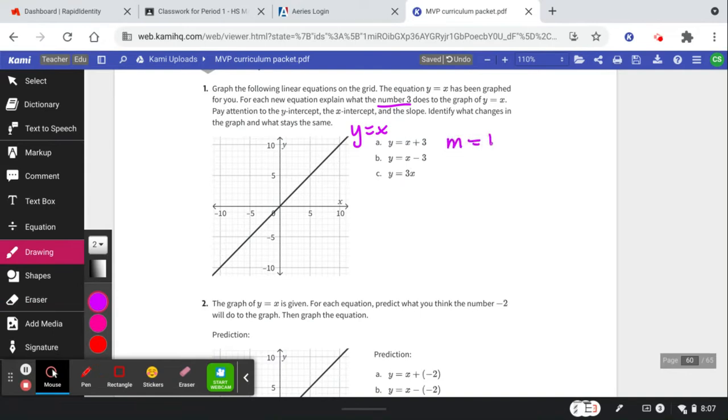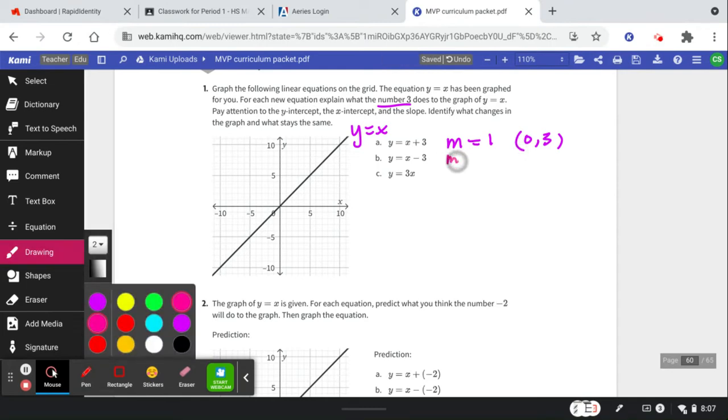Here my slope is 1. My y-intercept, my b, is 0, 3. Here my slope is still 1. My y-intercept is negative 3 this time. Finally, my slope is 3, and my y-intercept is the origin. There's no number here at the end, so it's just going through 0. So let's go graph these.